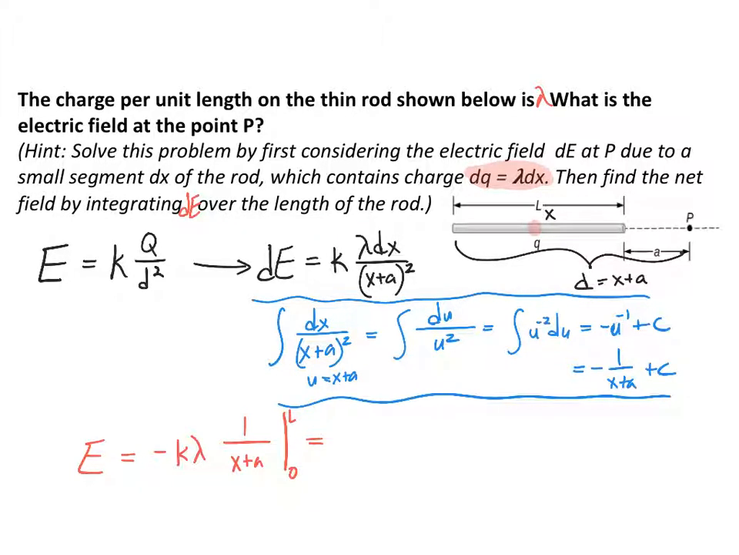So you go through all of these motions, and you're going to have a minus k lambda times 1 over L plus a minus 1 over a. They get switched because of that negative sign in there. That's it. This is just a formula generating problem. Now, if we knew the length and knew the charge density, then we could obviously do something about it. But that's not the goal of this problem.